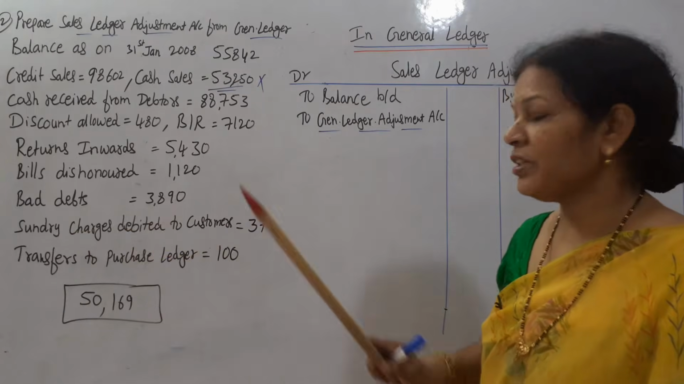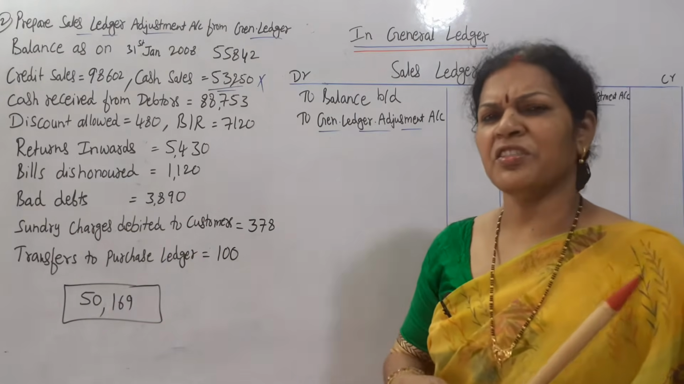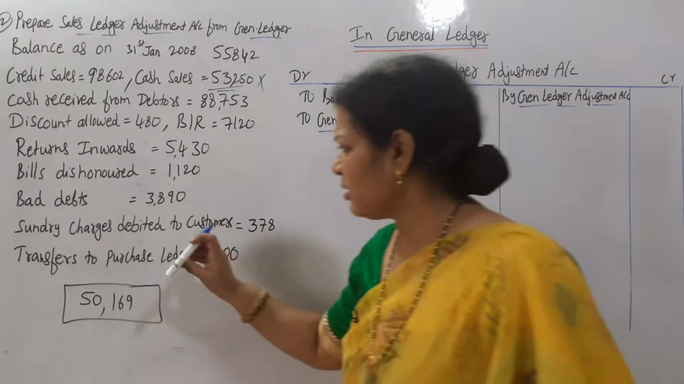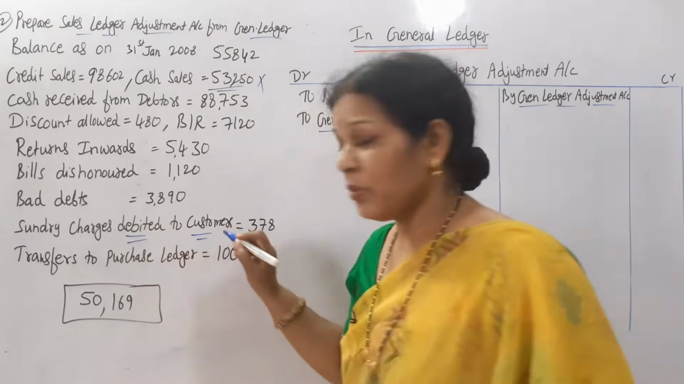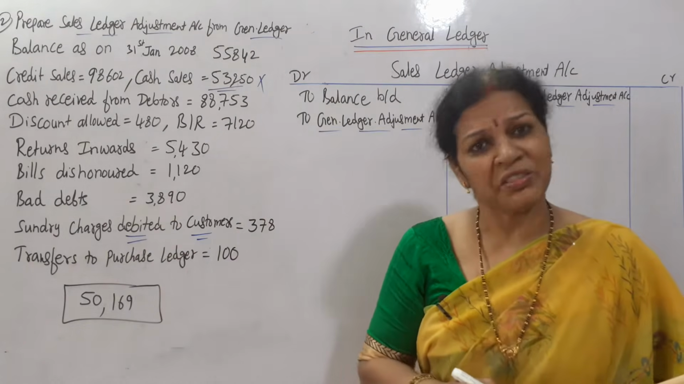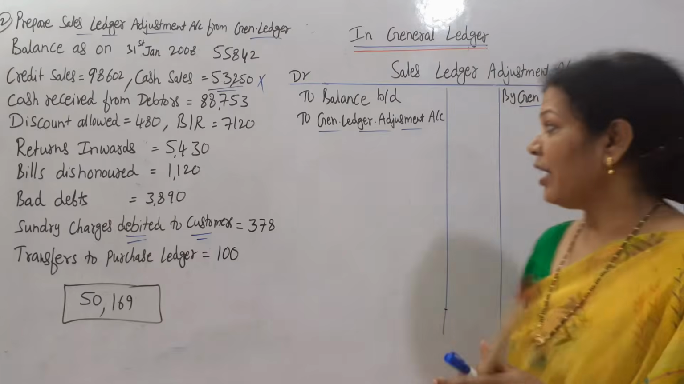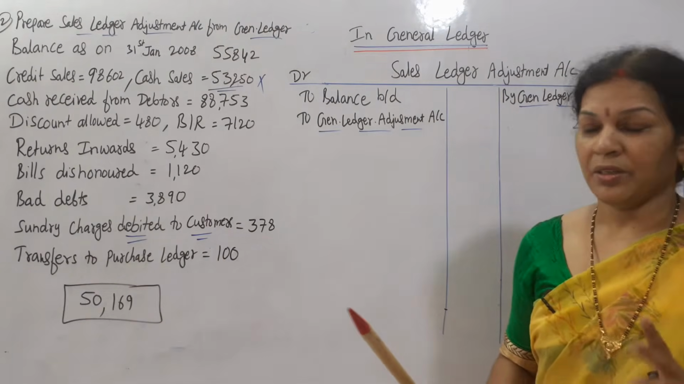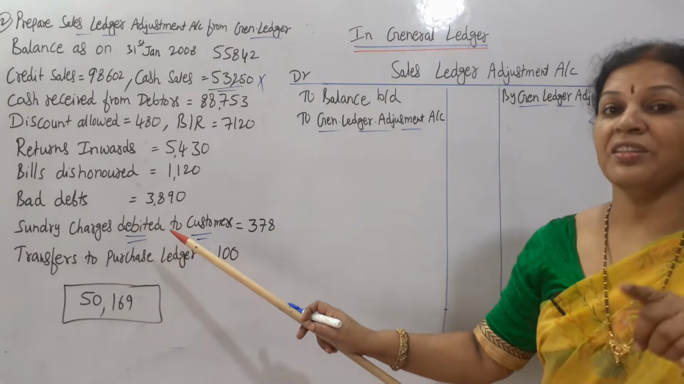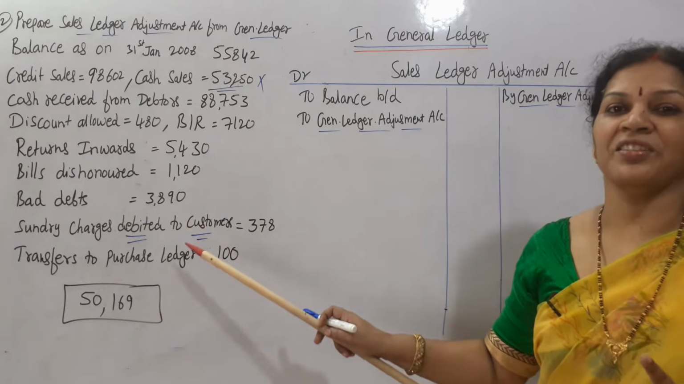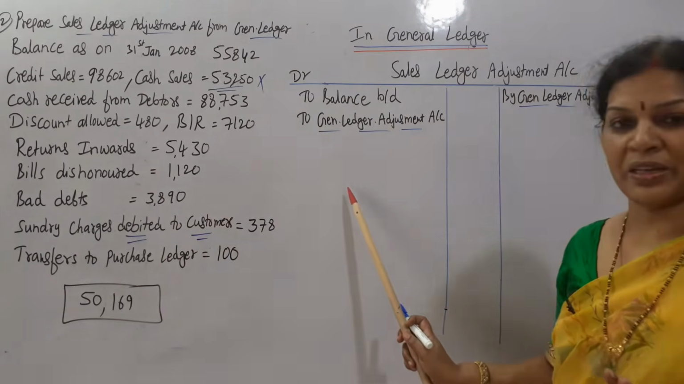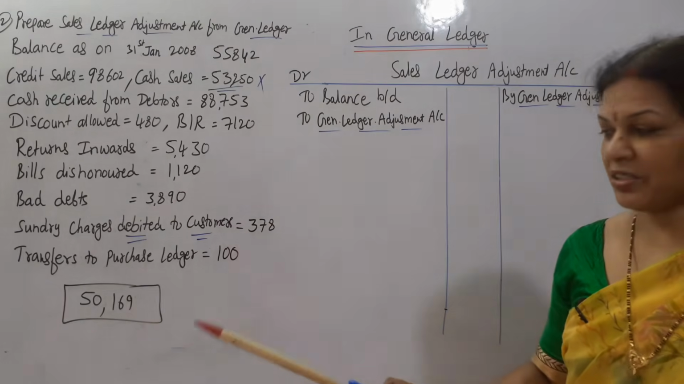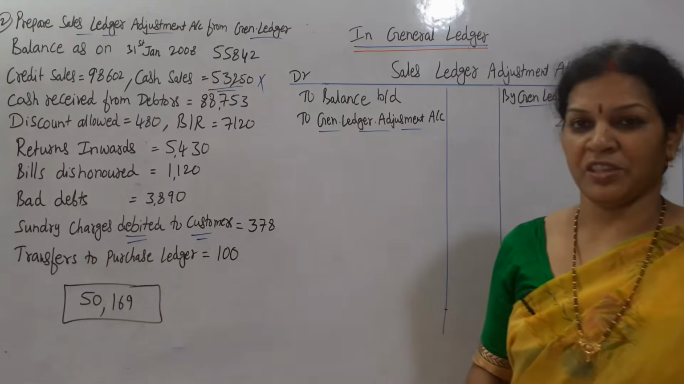Sundry charges debited to customers. They are charging something that is debited to the customers. It means we will write it on the debit side only. Debited means debit side will write. Generally, as I told you, on the debit side you will write always sales only, right? But here, one more transaction, they are very clearly saying that sundry charges debited to the customers. Debited means we will write it on the debit side.